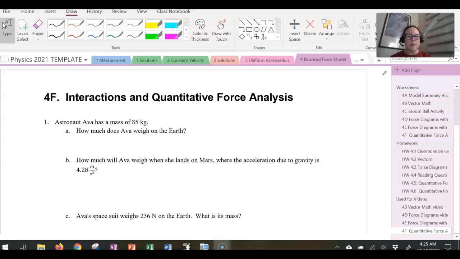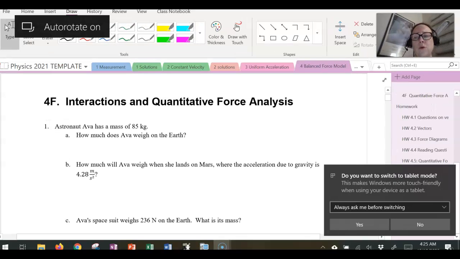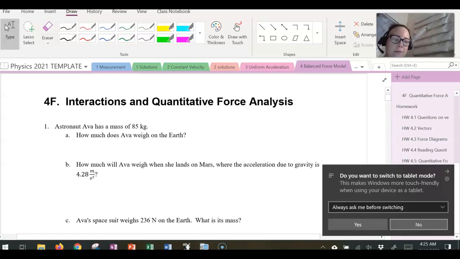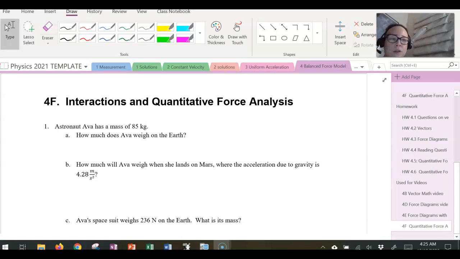This webcast talks about quantitative force analysis for situations where all of the forces are parallel to one of the coordinate axes. So we're going to talk about how to identify and quantify all of the forces in a force diagram. So let's look at this first question, which is talking about Ava, the astronaut, and it gives us her mass as 85 kilograms. And so we'd like to know how much she weighs.